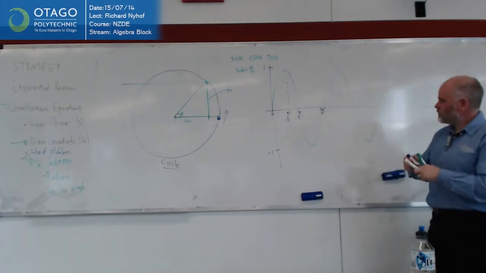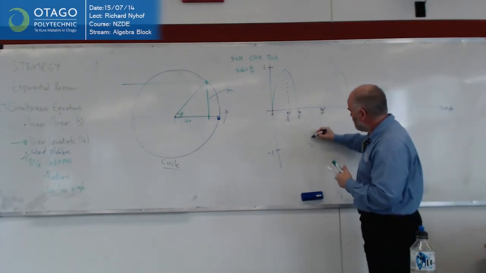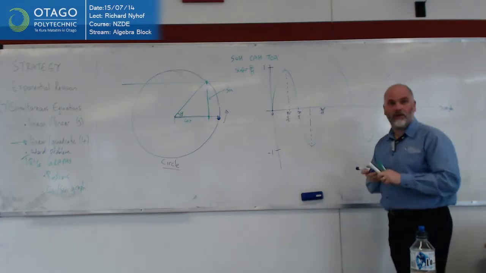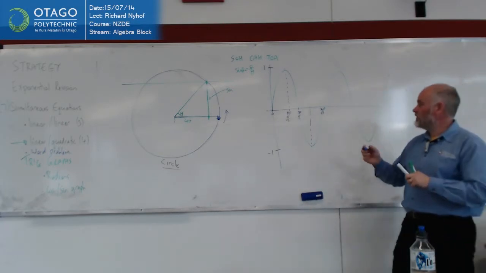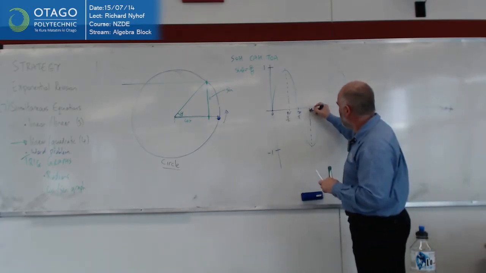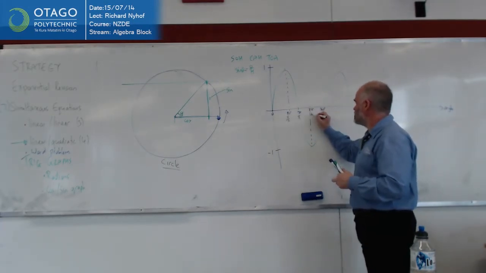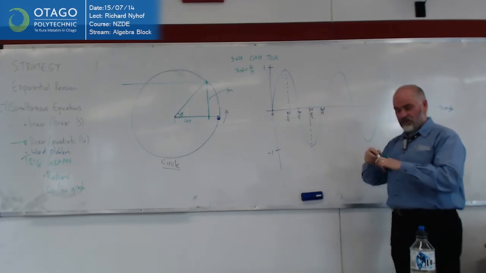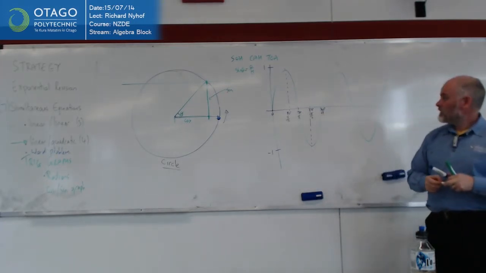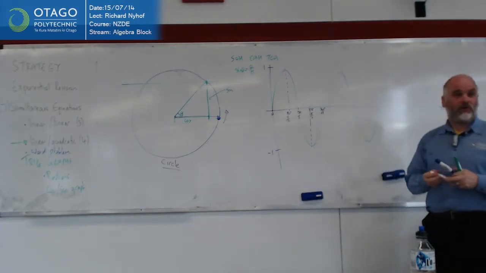And what about this point where it's at the bottom? 270 degrees or 3 pi over 2, 1.5 pi's. Awesome. Etc. Carries on from there.